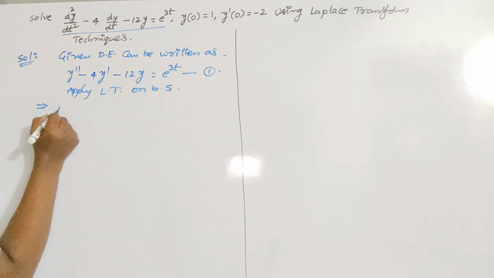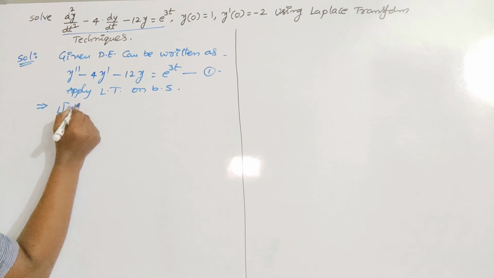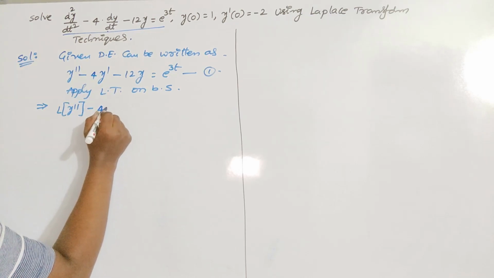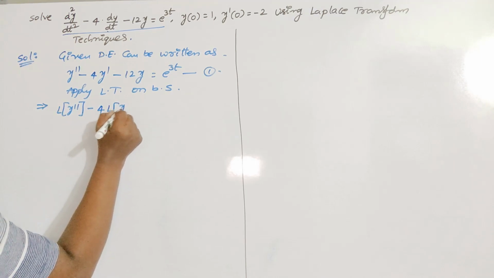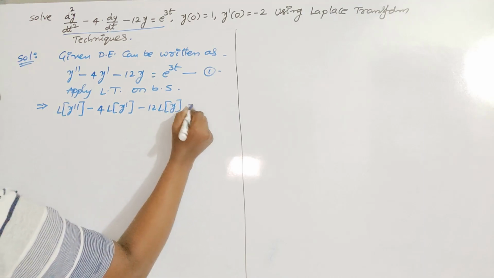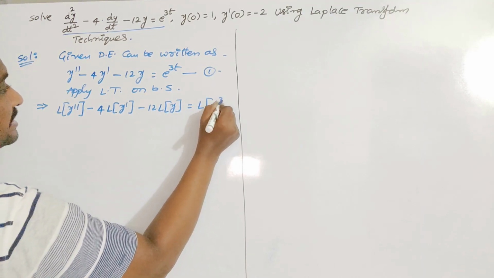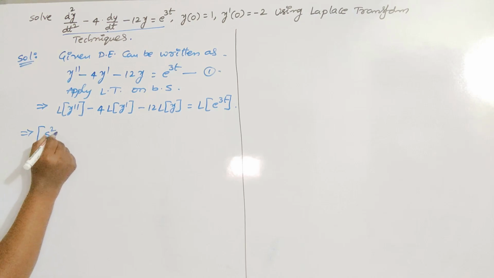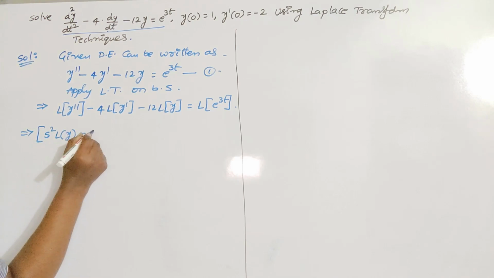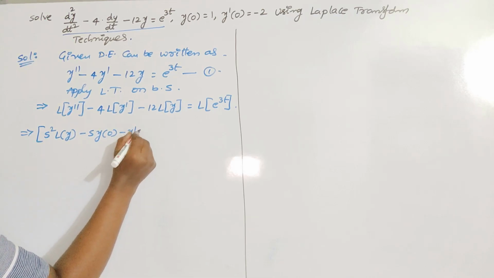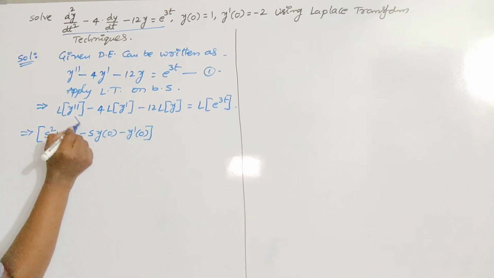So you will get L of, directly I am applying the linear property and I will separate the terms. 4 is the constant term, so I will write 4 into L of y dash minus 12 into L of y is equal to L of e power 3t. Now write the formula carefully. What is L of y double dash? s square into L of y minus s into y of 0 minus y dash of 0. This is the formula for L of y double dash.